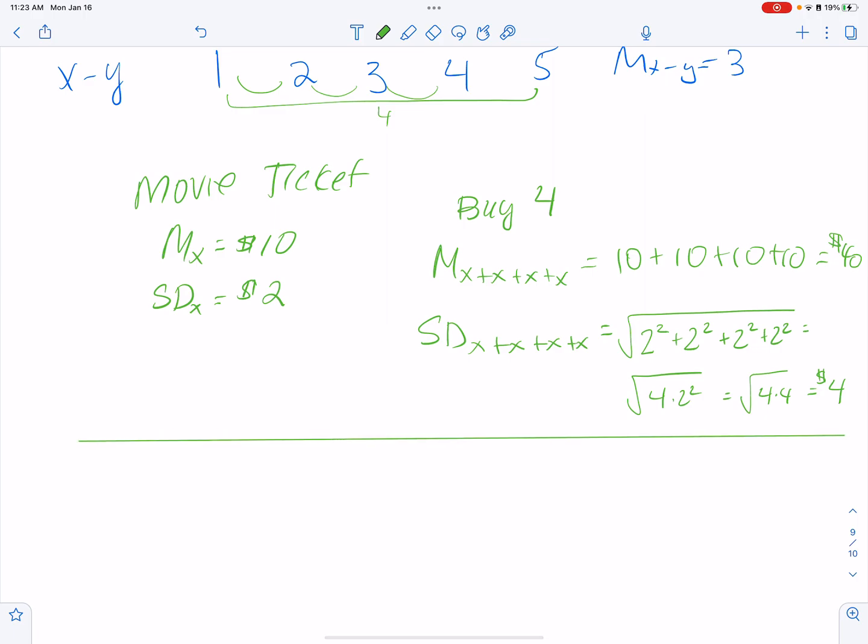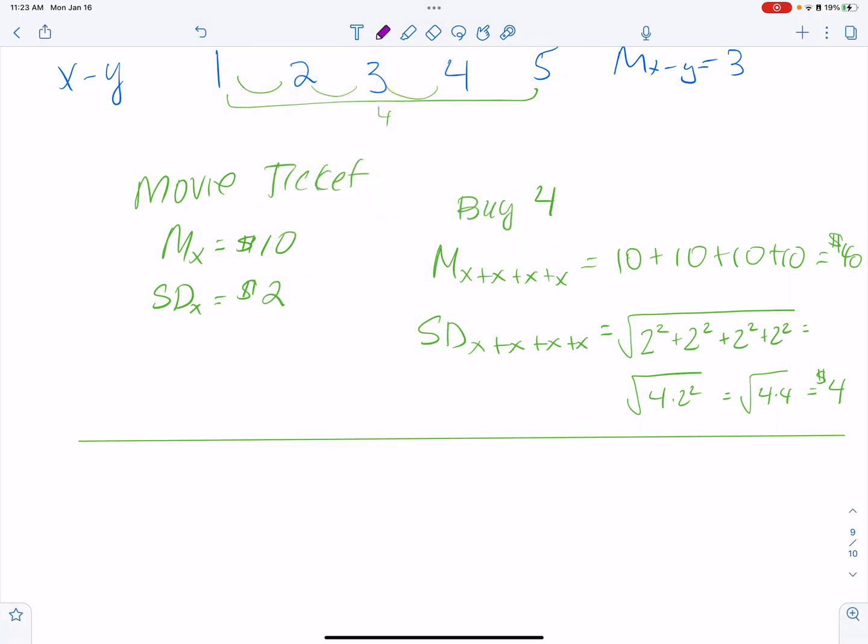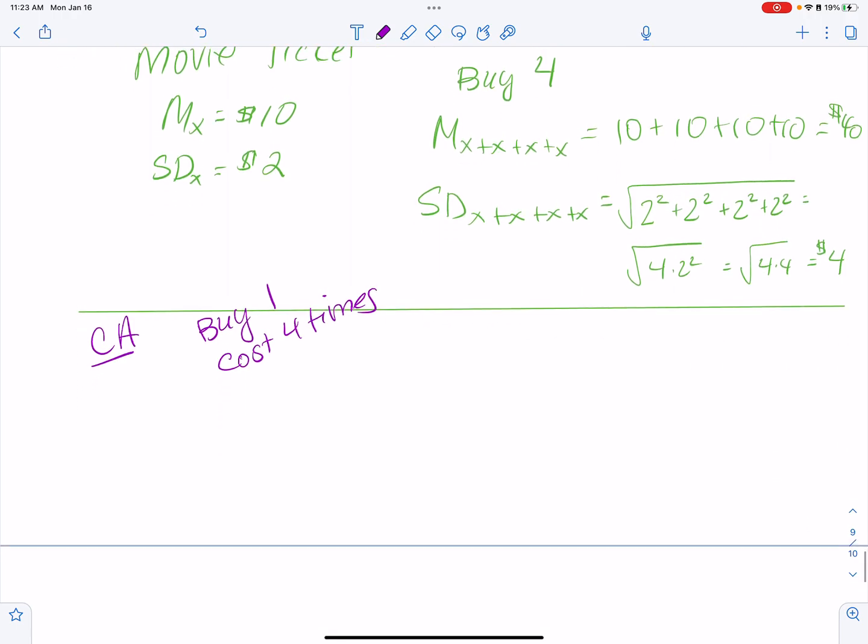Let's compare this now to what happens if I go to California, and everything in California is very expensive. Because it's so expensive, sorry, friends, I can only buy 1 ticket, because the cost is 4 times the cost as it was in Texas. So now I'm buying one ticket. I'm still going to the movies every week, but I'm only buying one ticket, and that ticket costs 4 times as much. So now the mean is 4 times X, which is 4 times $10, which is $40.